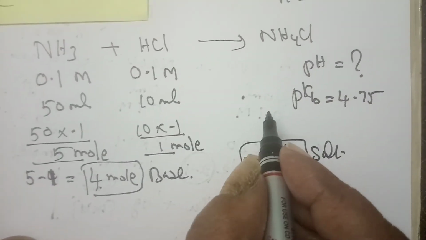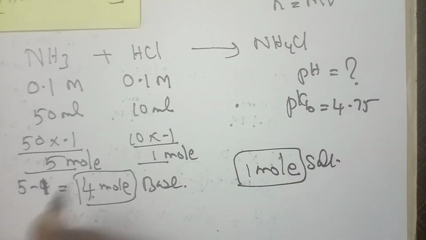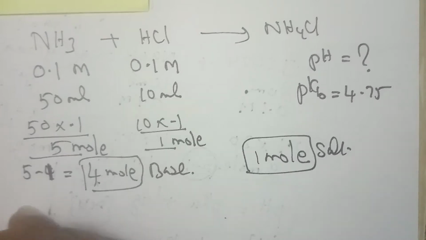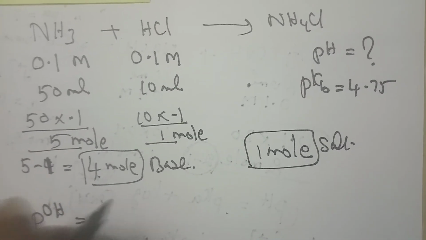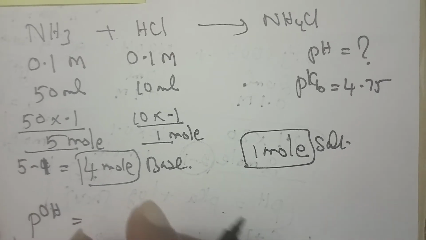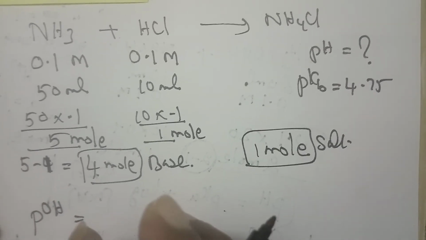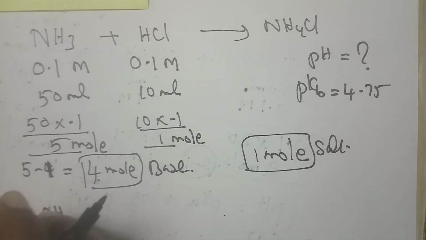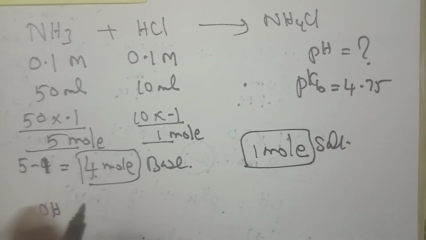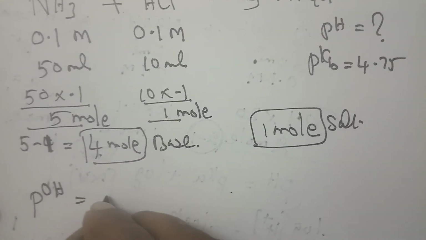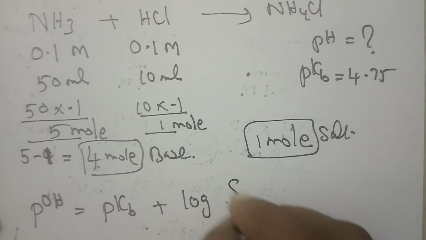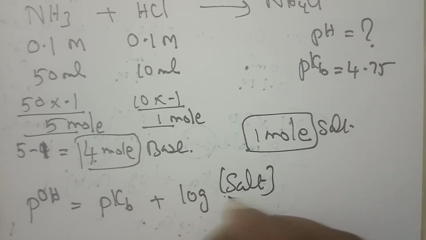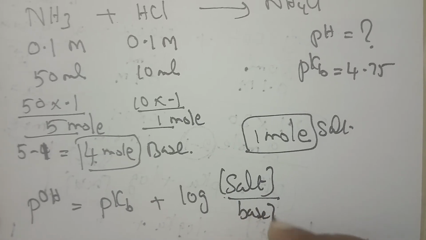Here the data given is pKb. So once it is Kb, you have to write it as pOH. On this side it can be pH or pOH, depending upon Ka or Kb. If it is Kb, it should be pOH. So based on that knowledge I am writing the Henderson equation. So now it is pOH equal to pKb plus log of concentration of salt divided by concentration of the base.